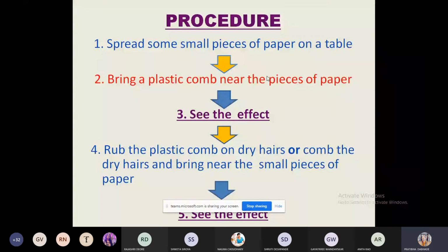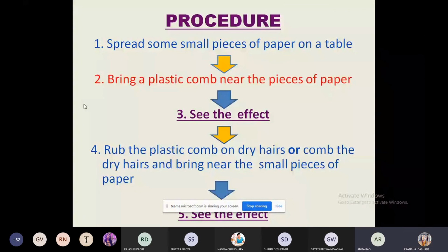Who will read step number 1? Spread some small pieces of paper on a table. Yes. Step number 2: bring a plastic comb near the pieces of paper. If you want to read this, please raise your hand. Okay, Anita, please. Bring a plastic comb near the pieces of paper.